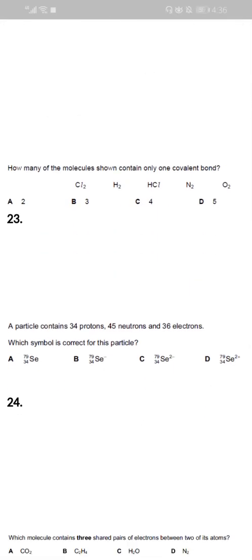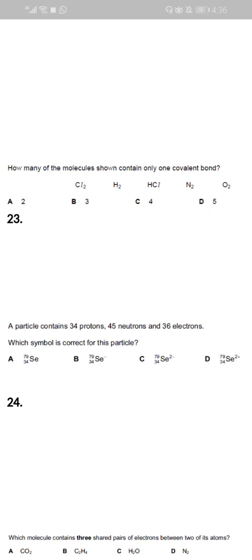A particle contains 34 protons, 45 neutrons, and 36 electrons. Which symbol is correct for this particle? You see that protons are fewer than electrons. There are 2 extra electrons, so the symbol must contain a 2 minus charge.